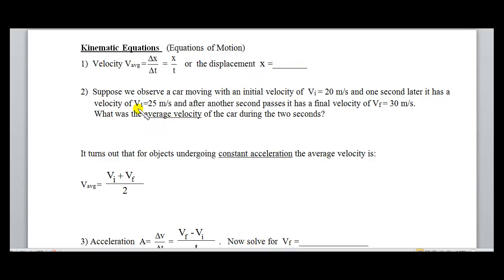In addition, I want you to write an answer to this question. Suppose you observe a car moving with an initial velocity, v sub i, of 20 meters per second, and 1 second later it has a velocity v sub 1 of 25 meters per second, and then another second passes and it has a final velocity of v sub f equals 30 meters per second. What I would like you to do is see if you can calculate the average velocity of the car during this 2-second time interval. So push that pause button and see if you can answer both of these questions. Use a pencil so you can erase, and we'll come back and check our answers.